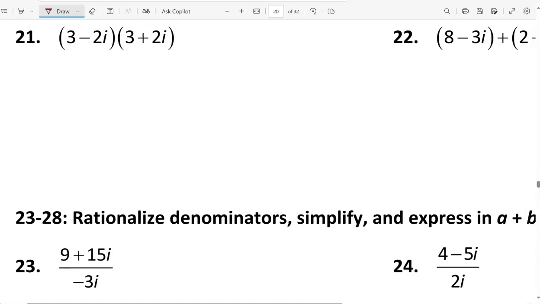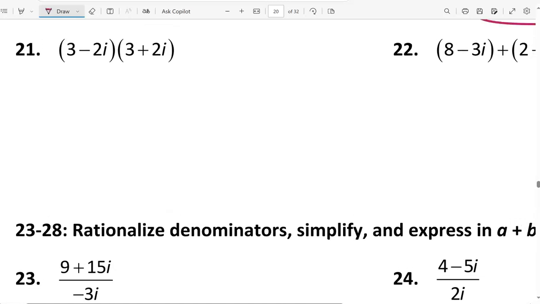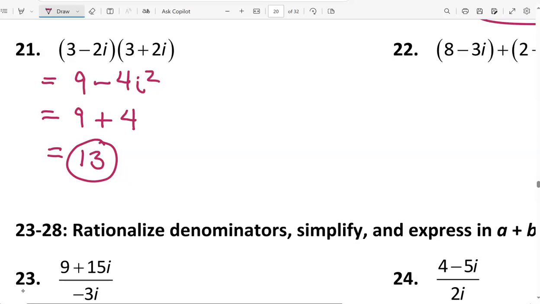In 21, the FOIL method is appropriate, but even if you use the FOIL method, we can shortcut a little bit. This is in the form a minus b times a plus b. That's two conjugates multiplied together, so the result will always be the first and the last products only, because the inner and outer products will add up to 0. So 3 times 3 is 9, negative 2i times 2i is negative 4i squared. And negative 4i squared is positive 4 since i squared is equal to negative 1. And 9 plus 4 is equal to 13.